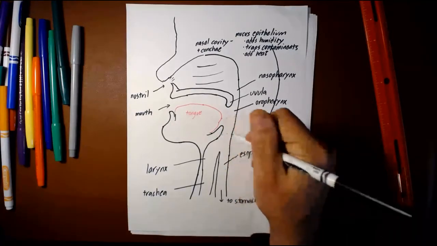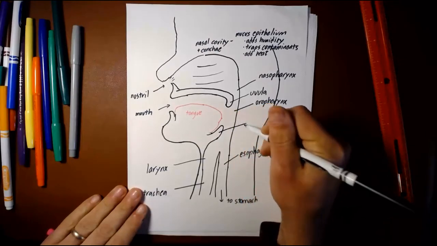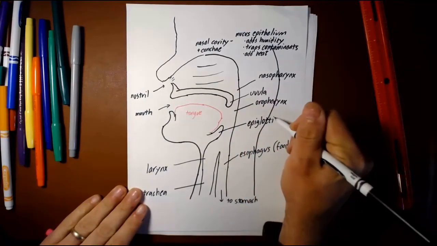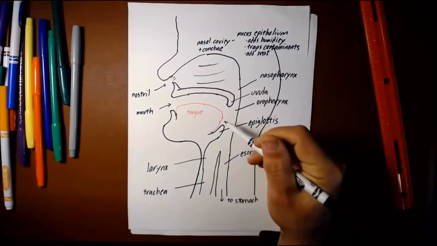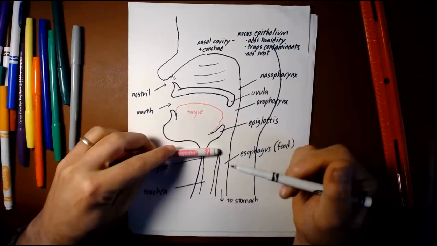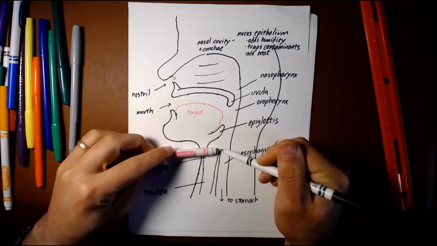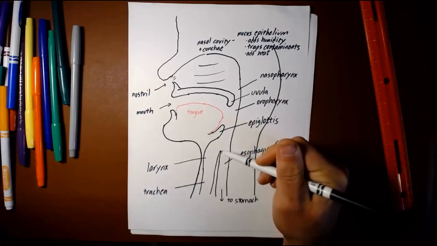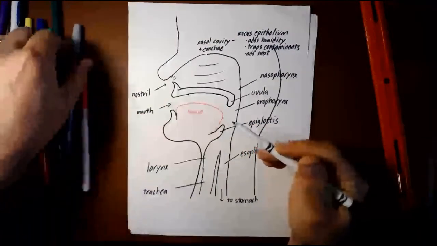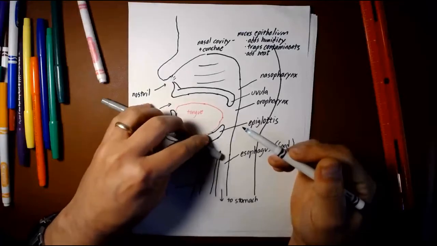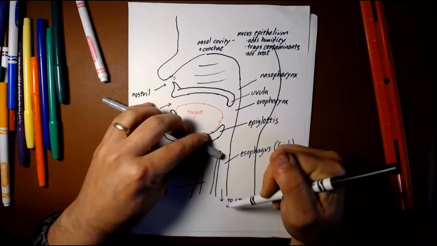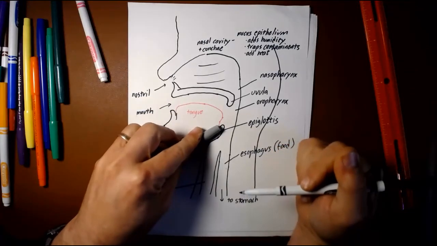Well, this structure right here, this little flap, is the epiglottis. And when we swallow, two things happen. This area comes up, and the epiglottis swings down so that it acts like a little lid, covering the larynx. When the epiglottis swings down like this, food just slides down over the epiglottis and down to the stomach. And then when we breathe, we open up the epiglottis.